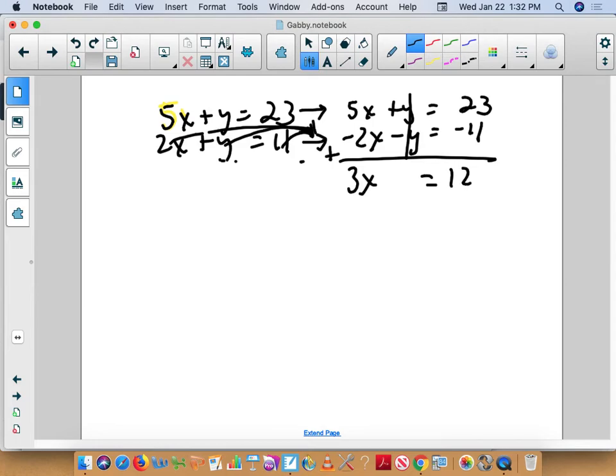So what is x? 4. Some of you can do it in your head. If you can't, divide by 3. And Bailey, this is where we were. By the way, girls, x won't always be 4. I think coincidentally I got 4 both times.